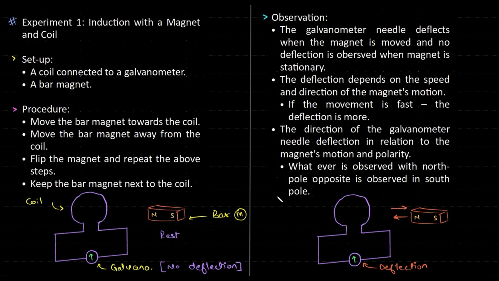Whatever is observed with the North Pole, the opposite is observed with the South Pole. If the deflection was to the right with the North Pole when we are moving it, the deflection will be to the left when we are moving in with the South Pole.